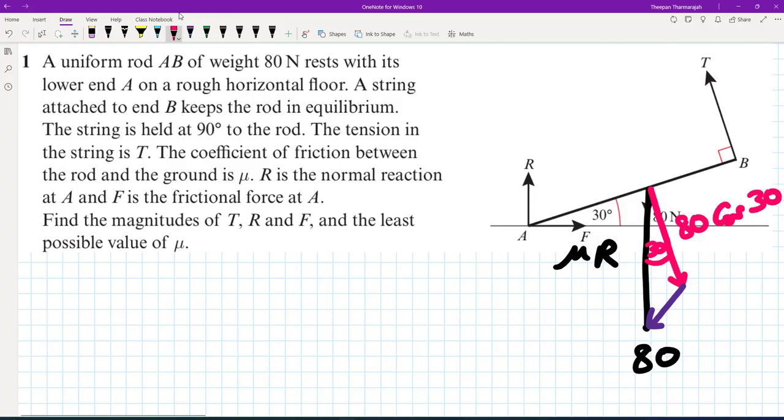And in purple, we're just going to write that in here, 80 sine 30. We don't really need the purple one here. We need the one that's perpendicular to the rod, which is 80 cos 30.